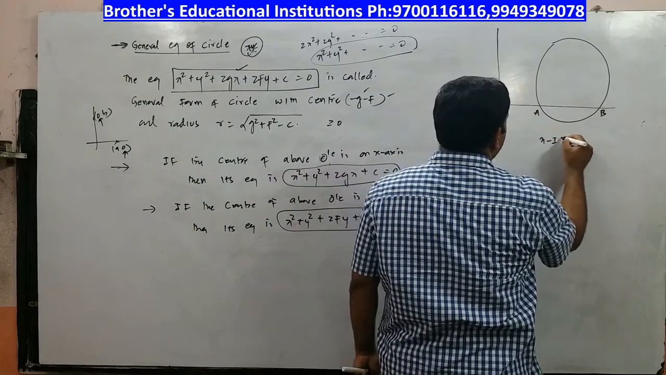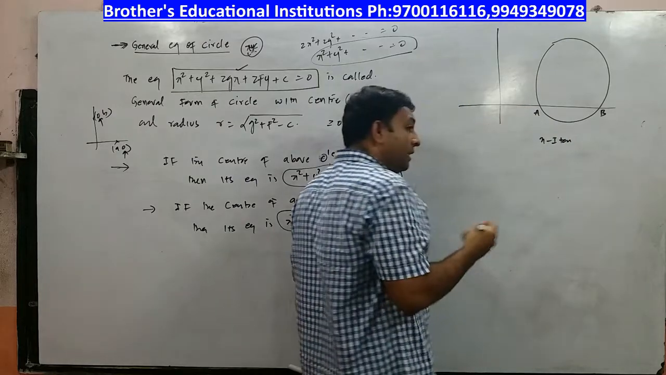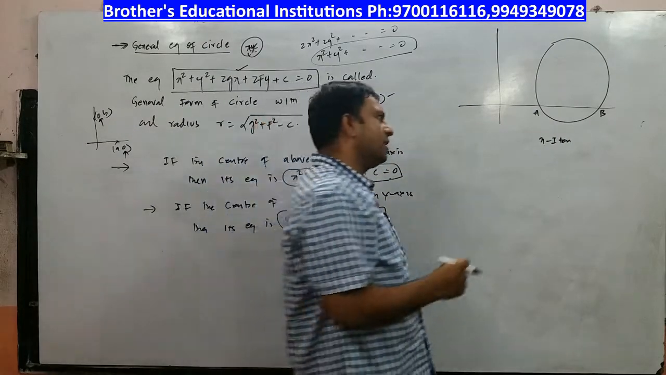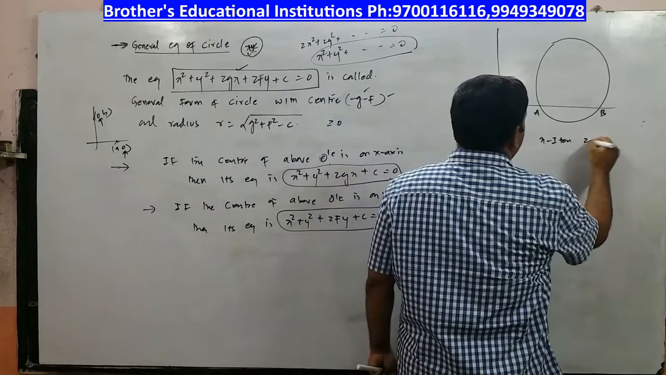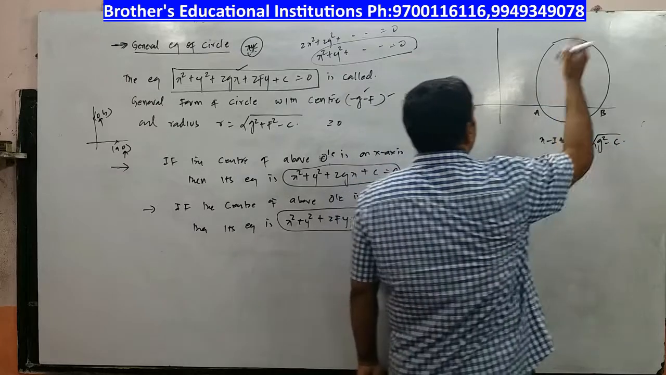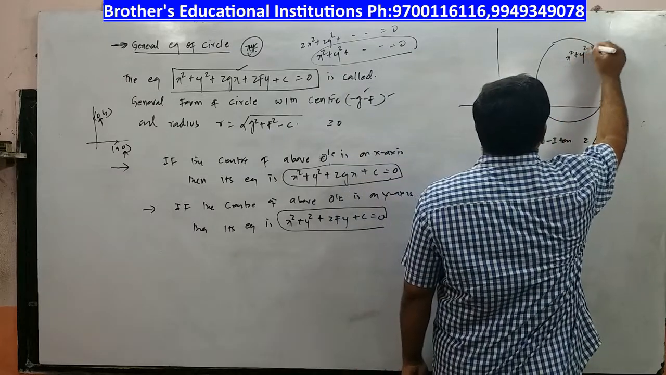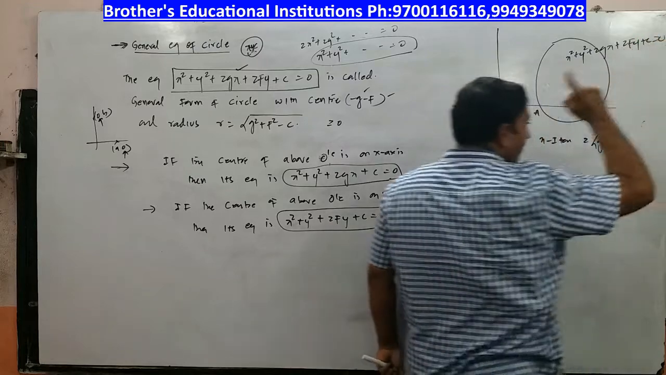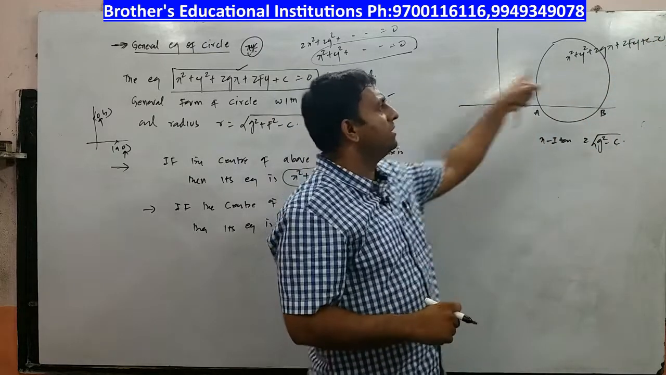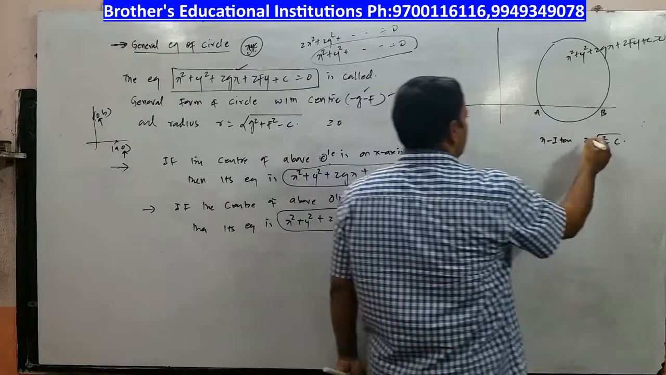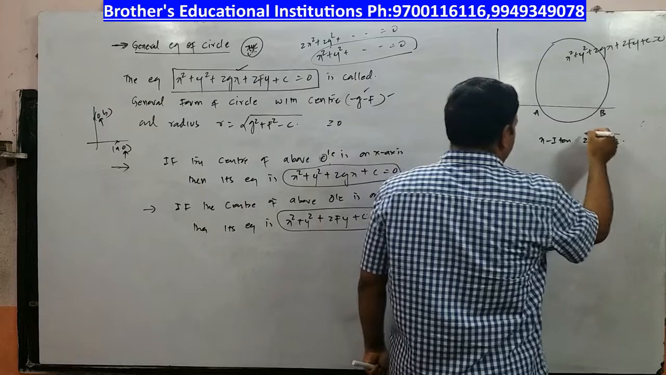This length is called what? X-intercept. It means it is a length made by the circle on the x-axis. So the x-intercept of the circle is given by the formula 2 into root of g square minus c, if the equation of the circle is x square plus y square plus 2gx plus 2fy plus c is equal to 0. See, every time I say, if the equation of the circle is this, then the x-intercept length is 2 into root of g square minus c. Of course, definitely everything will be under modulus.